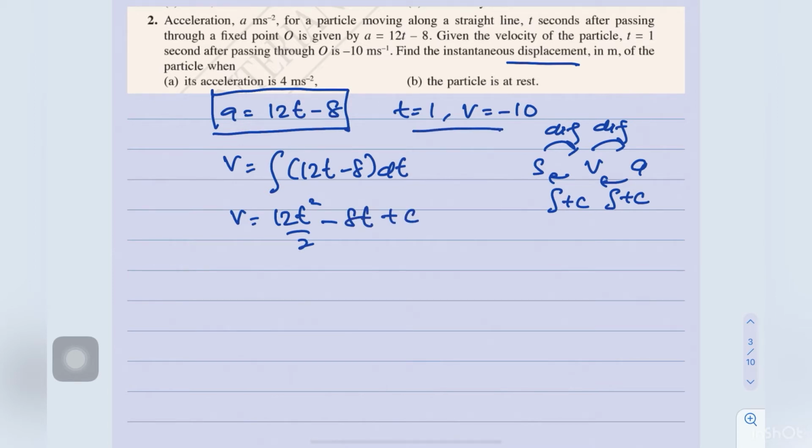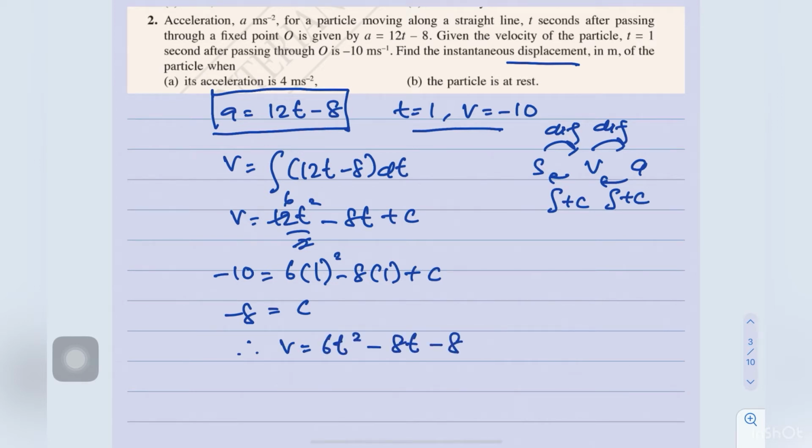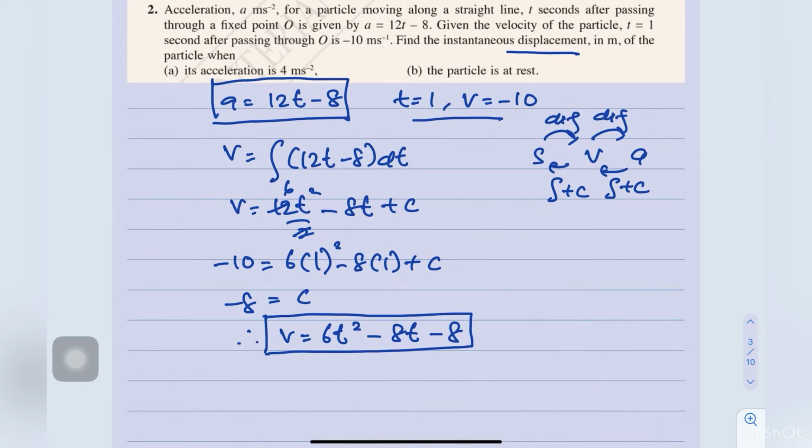Now when t equals 1, V equals negative 10. So negative 10 equals 6 times 1 squared minus 8 times 1 plus c. So then c equals negative 8. Therefore V is 6t squared minus 8t minus 8. This is the function of velocity. To find displacement, integrate another time the function of V with respect to t.